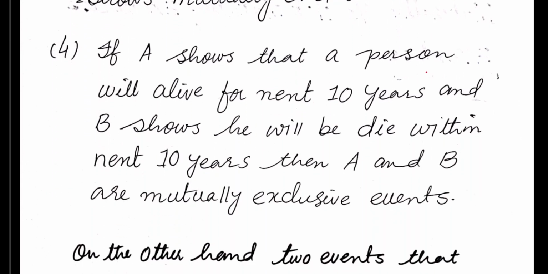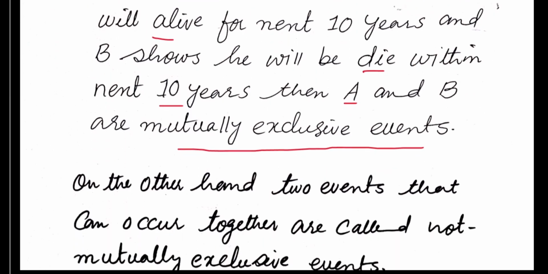If A shows that a person will be alive for the next 10 years and B shows he will die within the next 10 years, then A and B are mutually exclusive events, because either he will be alive or he will die. It is not possible for a person to be alive and dead at the same time. So these events are mutually exclusive events.